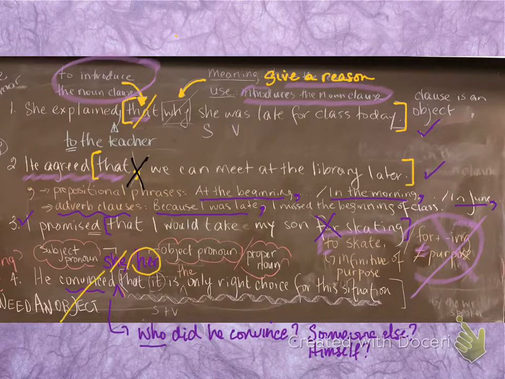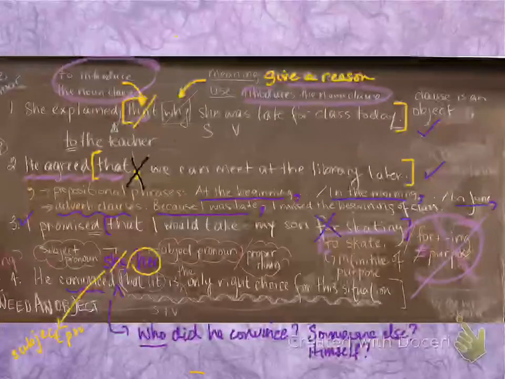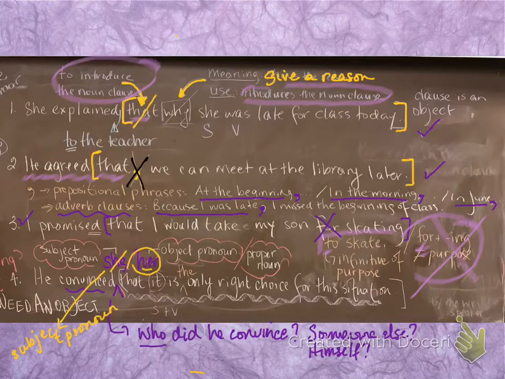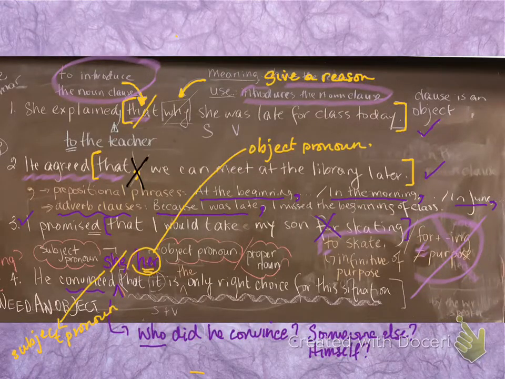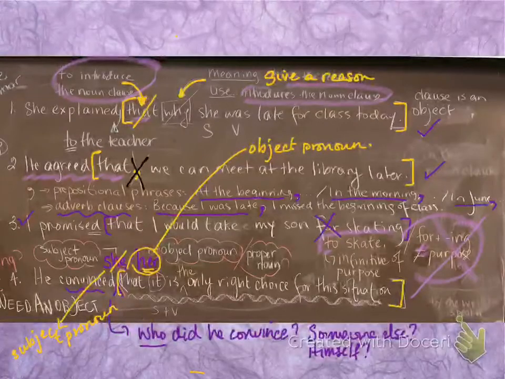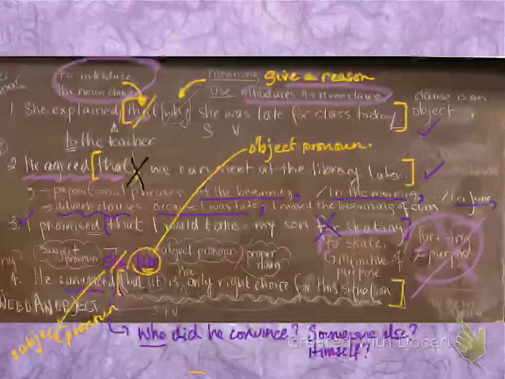The reason is she is a subject pronoun, and what you need here is an object pronoun, right? So think carefully about the kinds of words that you are using with these noun clauses. You need to convince someone of something. So he convinced her, and here's our noun clause, that it is the only right choice for this situation. And now this sentence is correct.